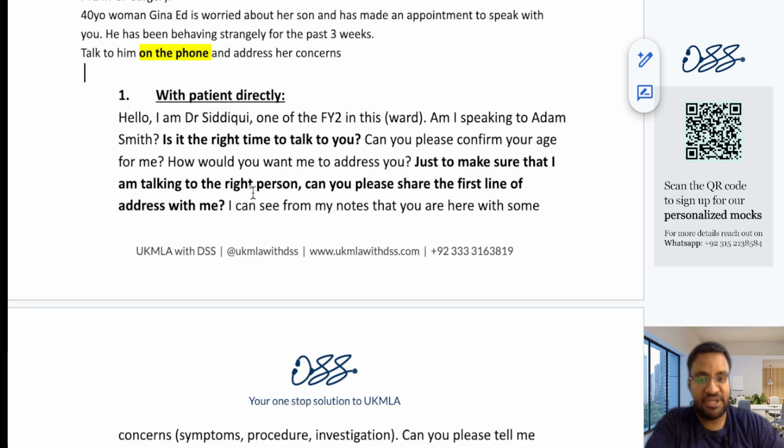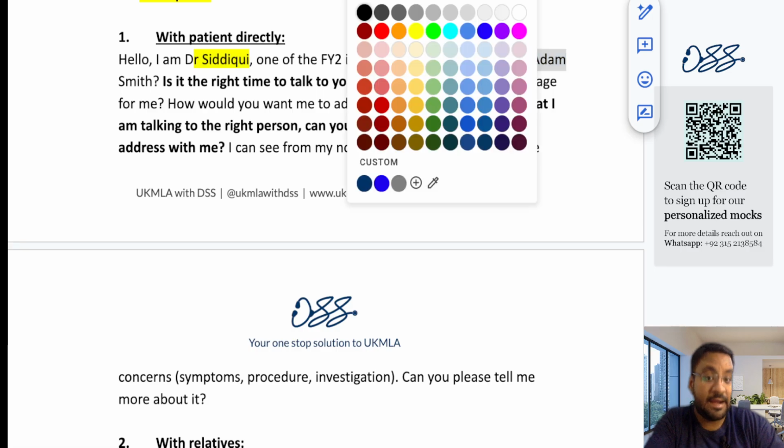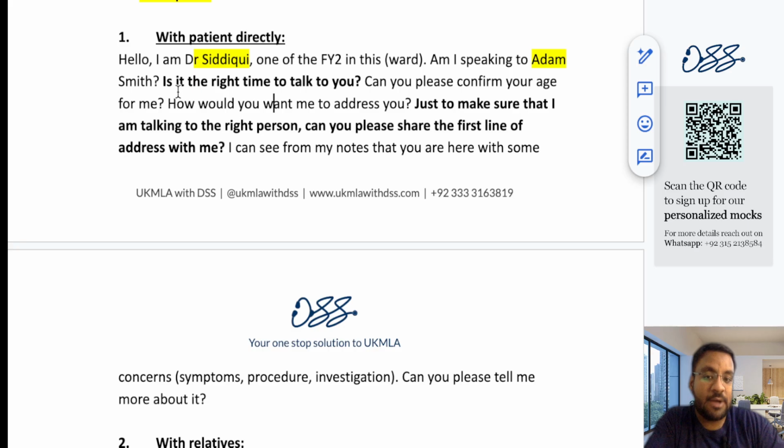And I'll just share what you need to do. The introduction would begin similarly: hello, I am Dr. Siddiqui, one of the FY2 in this acute medical unit. So that is my introduction, who I am. Then you're going to confirm if you're talking to the right person: am I speaking to Adam Smith? All of this is just the same, there is no difference in this. But before you start confirming the age and confirming the identity, you need to ask if it is the right time to talk to you.